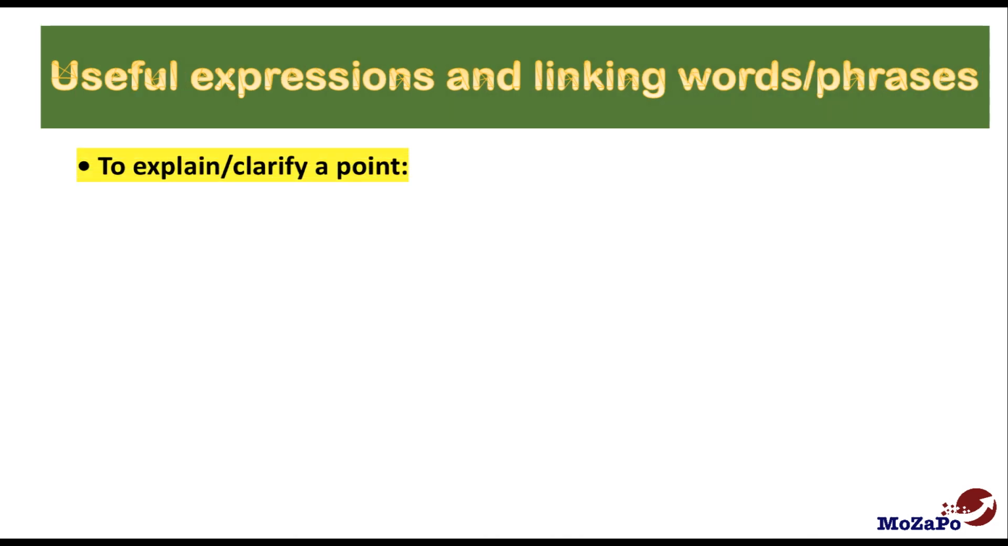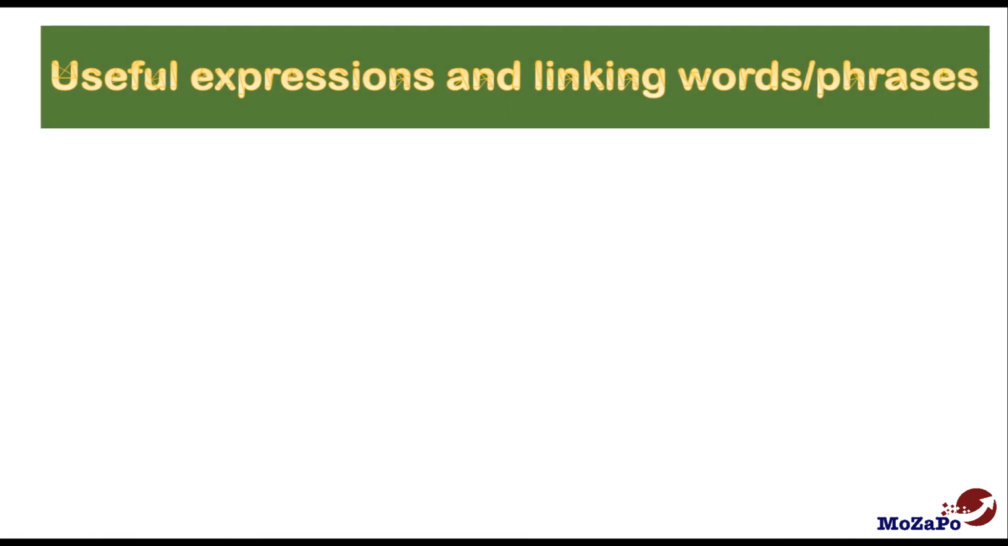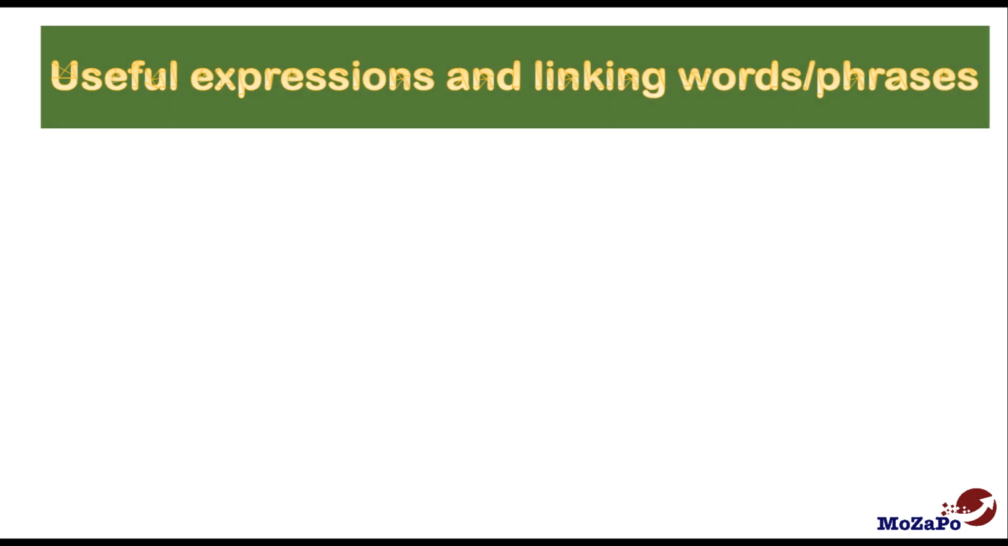To explain or clarify a point, it's important to explain and clarify your points in your body paragraphs. You can use in other words, that is to say, this or which means that, and so on. To explain cause: owing to, due to the fact that, on account of, on the grounds that, given that, because, as, since. As you see here, sometimes you have to express the cause of something in your essay, so you can use them in your writing to make it even clearer.